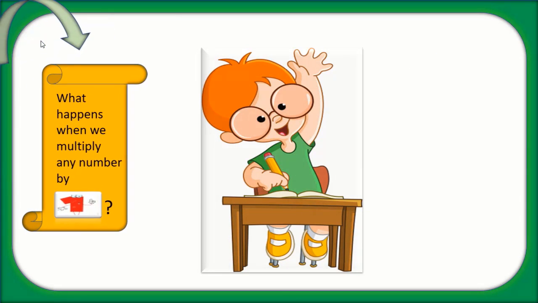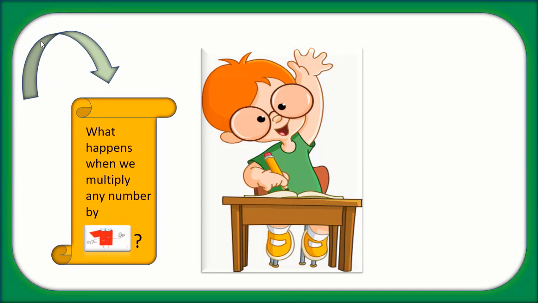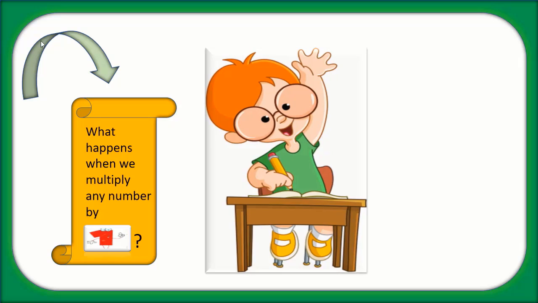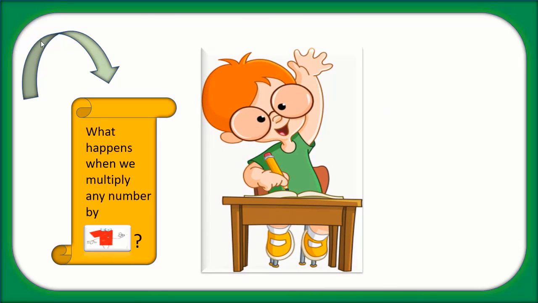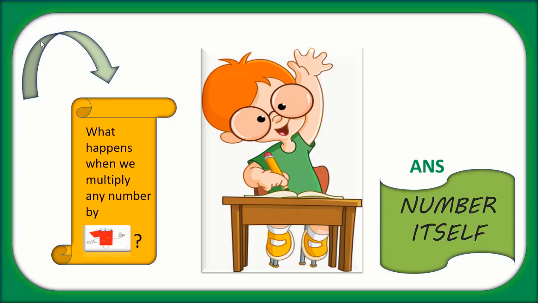I have one more question for you. What happens when we multiply any number by 1? Raise your hand for giving the answer. Can you tell me the answer? जब हम किसी भी नंबर को 1 से मल्टीप्लाई करते हैं तो क्या आंसर आता है? Think about it. Yes, the number comes itself. So there is a star for you. You have given the right answer.